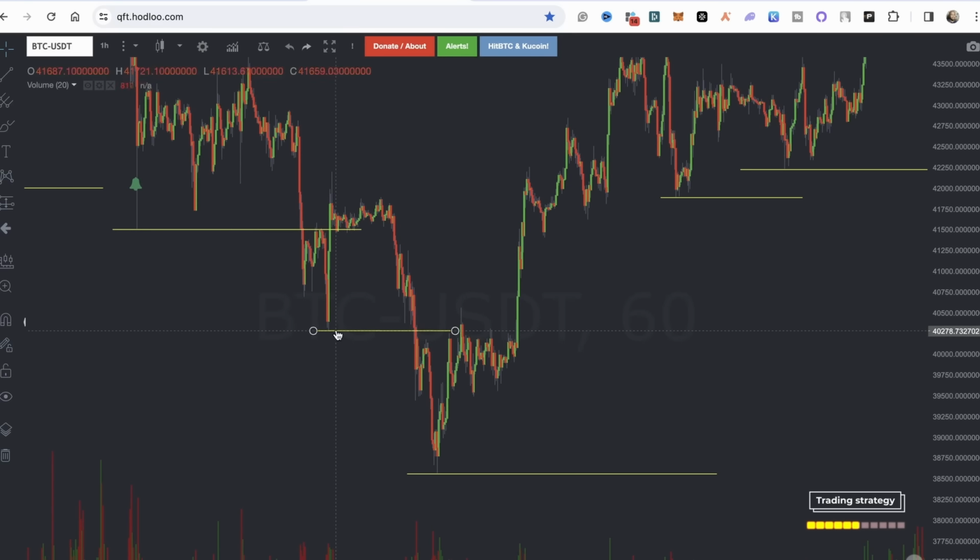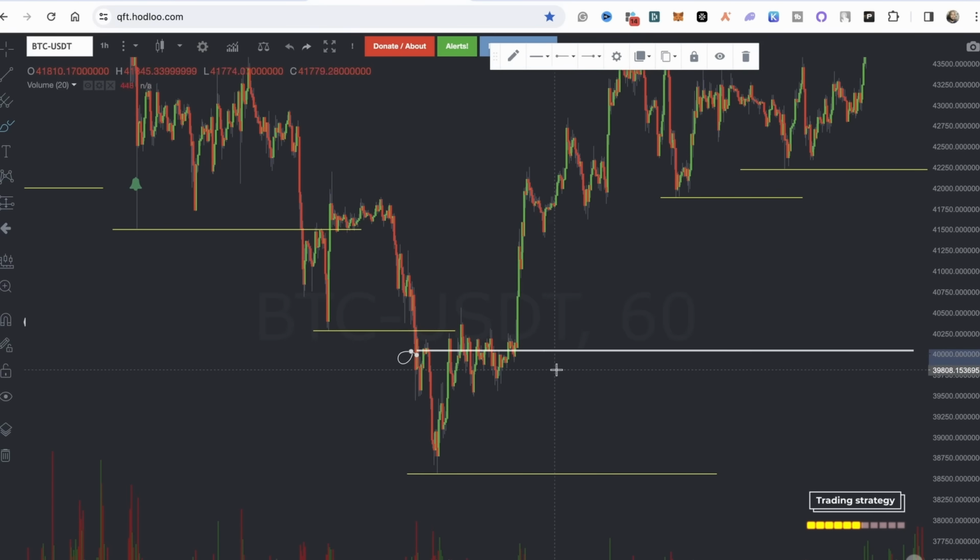Let's look at this one. This one was drawn, right? It got broken here. So we can actually buy at this point. When I'm saying buy, I hope you understand what I'm buying. You see where my cursor is. If you go straight to the right hand side, that is the price here. That is 40,000. So you're buying at $40,000, right?